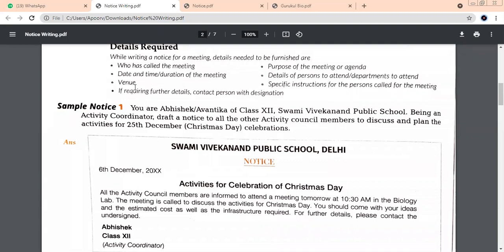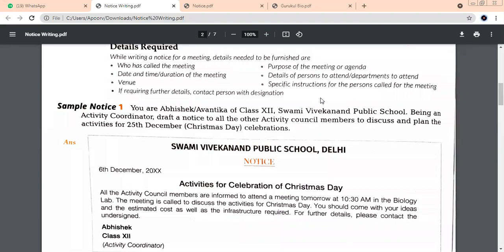What is the venue? Biology lab. What is the purpose of the meeting or the agenda of the meeting? Activities for Christmas Day celebrations. Okay, who are supposed to attend? Who are the people who are supposed to attend? Activity council members. Very good. Any specific instructions for the people who are called for the meeting?